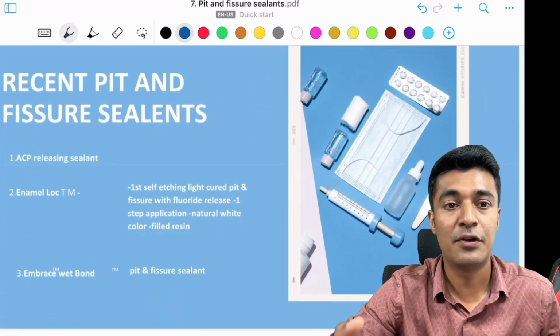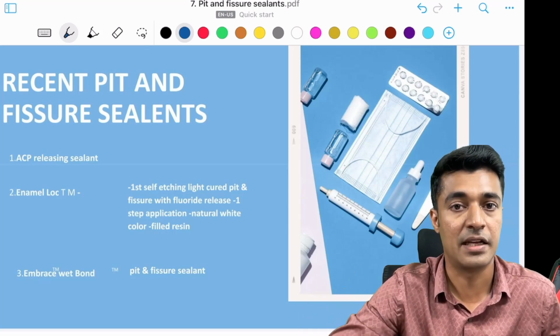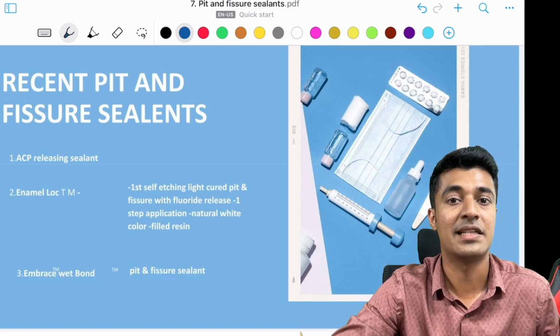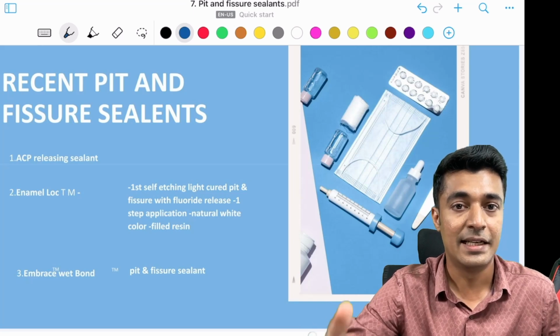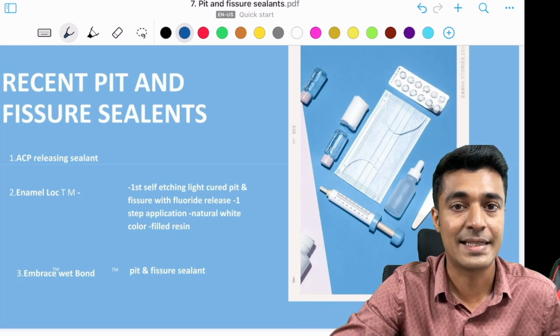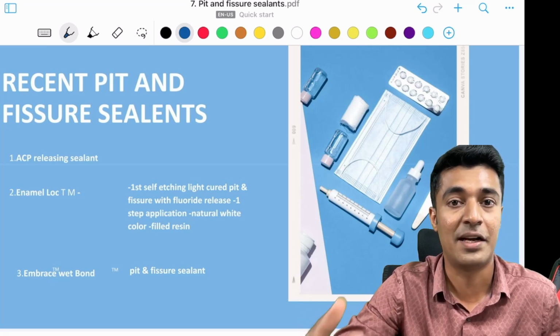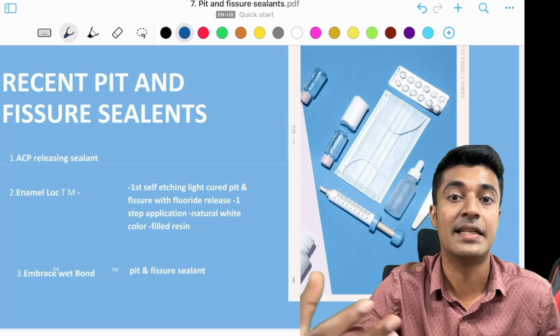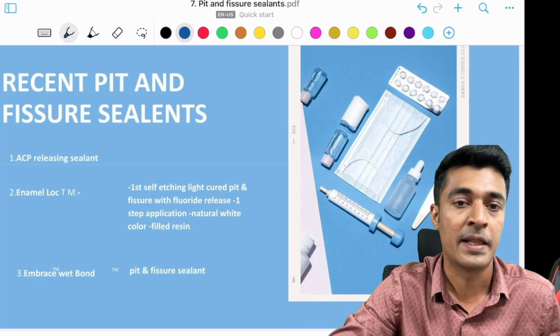Coming to the recent advancements in the pit and fissure sealants, there are the ACP releasing pit and fissure sealants, that is the amorphous calcium phosphate releasing pit and fissure sealants. The advantage is that they bind to the hydroxyapatite in the saliva and they result in the supersaturation of saliva with hydroxyapatite and hence facilitate remineralization. That is the advantage of using ACP with the sealant.